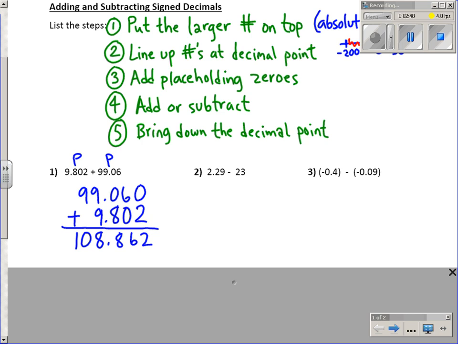Alright, next problem has us doing 2.29 minus 23. Alright, so 2.29 is positive. That 23 is negative. So the signs are different, so we want to take the difference. Regardless of the signs, we just want to take the number that has the greatest absolute value. 2 or 23. 23 is farther away from 0, so 23 is the number that goes on top. I'm going to add a decimal and some placeholding zeros there. And then we're going to subtract 2.29. Do the math. And we get 20.71.